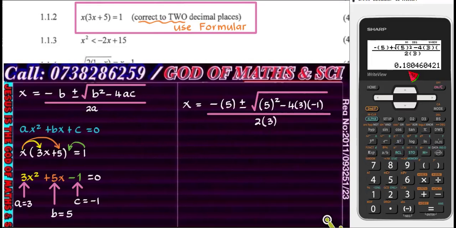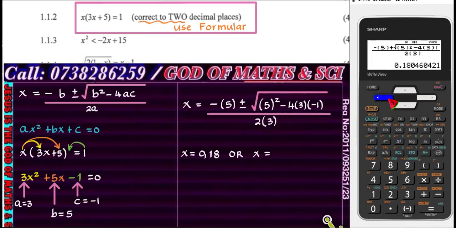So the first answer, I'm getting x equals 0.18. They say 2 decimals, meaning 2 numbers after the comma, so I must stop at the 8 there. So it's going to be 0.18 there. And then I'm going to write, or we'll do your calculator as well, don't worry. Then x equals 2.